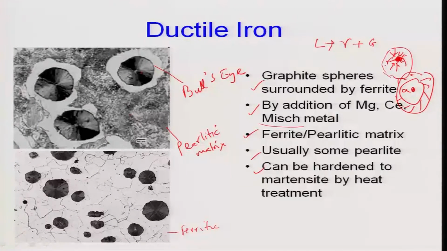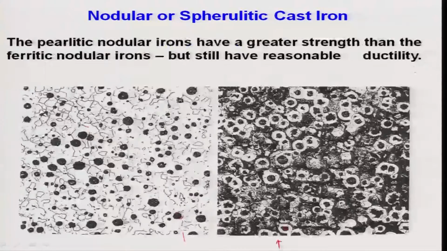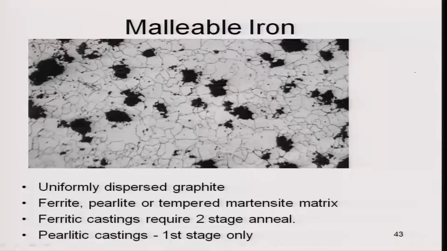So therefore, I told you that these are the basic features of nodular iron. Now in the next lecture I am going to discuss malleable iron, which is also an important material used in the space industry, and I will tell you how things are done and what is the theory behind it.